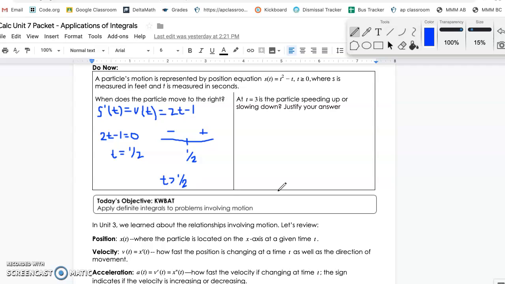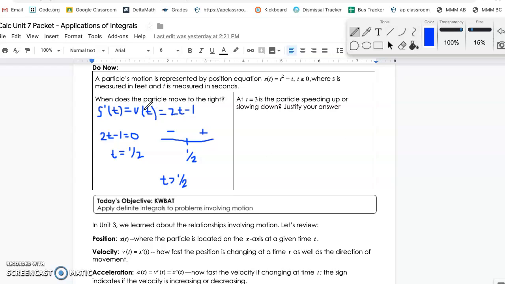So next it's saying at t equals 3, is the particle speeding up or slowing down? Justify your answer. So we know a particle is speeding up if the velocity and acceleration have the same sign, and we know that it's slowing down if they have opposite signs. So here we can see that at t equals 3, 3 is greater than 1/2, so we know velocity is positive. So we just need to figure out what's going on with the acceleration.